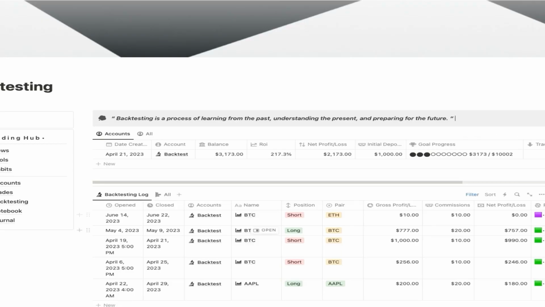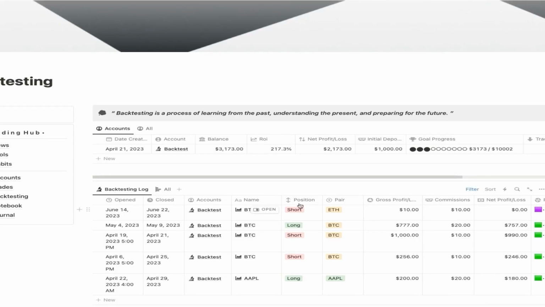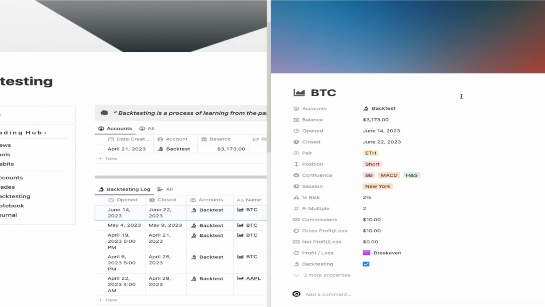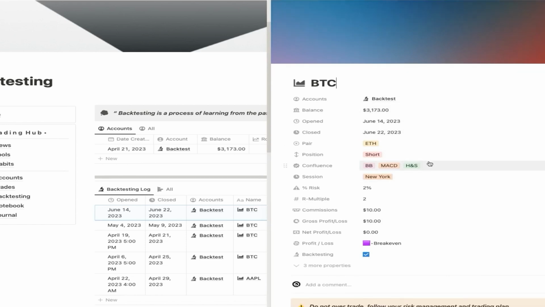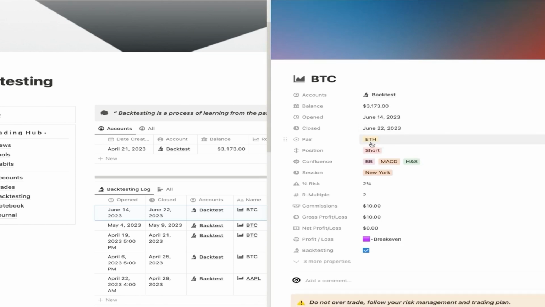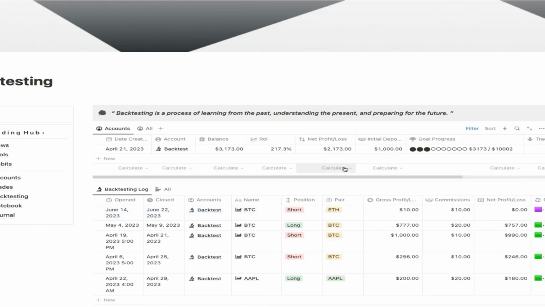So not only can you get very detailed on every single trade, but you can also do the exact same thing for your strategies. So for example, these are some preloaded ones. We've got a Bitcoin backtesting. If we open it up here, you can see, okay, this was a Bitcoin strategy. You had these confluences. It was a short position. It was a Bitcoin ETH pair. So this is equally as customizable as the trade entries.